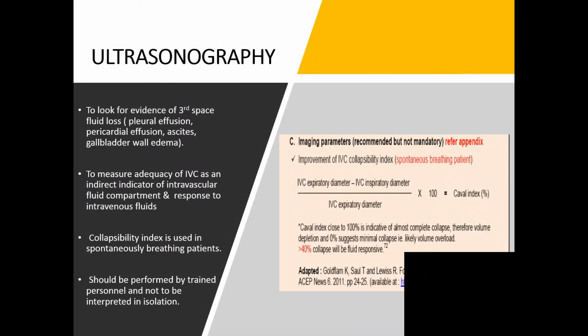Ultrasonography may be advantageous in looking for evidence of third space fluid loss, for example, presence of pleural effusion, pericardial effusion, ascites, or even gallbladder wall edema. It may also be used to measure the IVC as an indirect indicator of intravascular fluid compartment status and response to intravenous fluids. The collapsibility index is then used to measure the fluid responsiveness, and it's usually done in a spontaneously breathing patient. This imaging should be performed by trained personnel and not be interpreted in isolation.